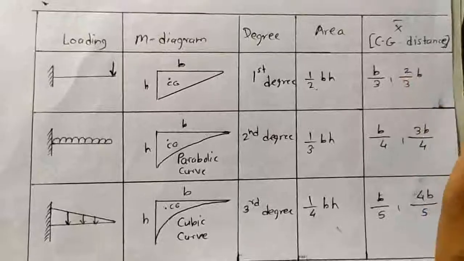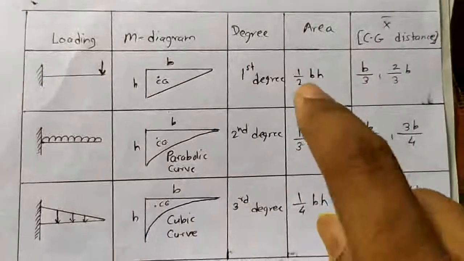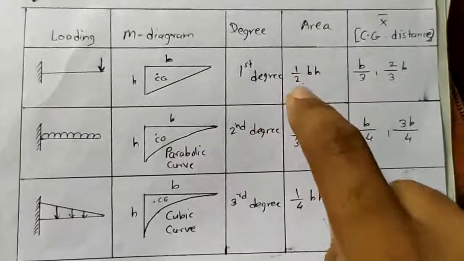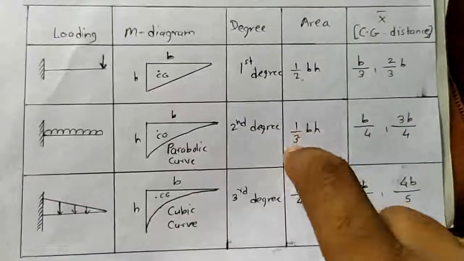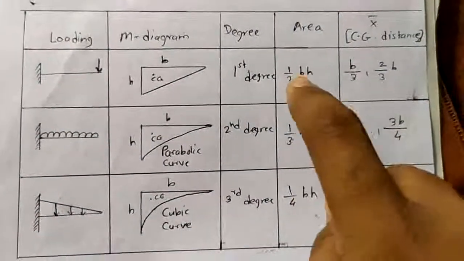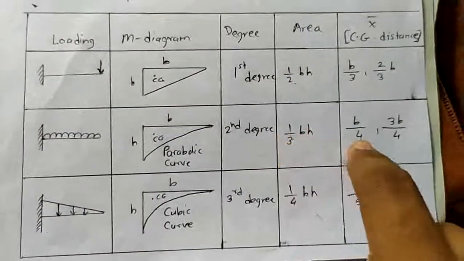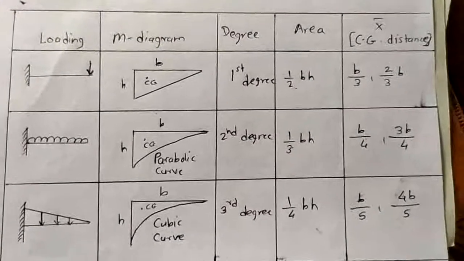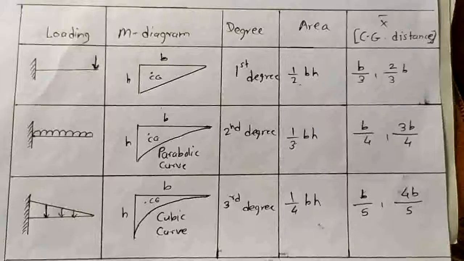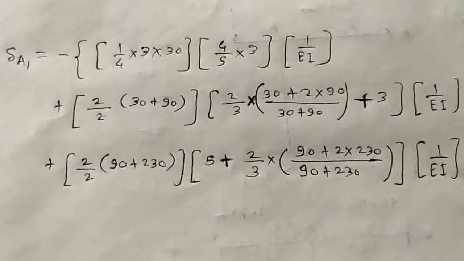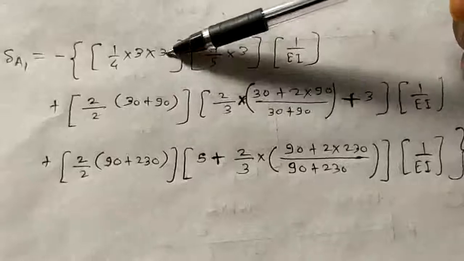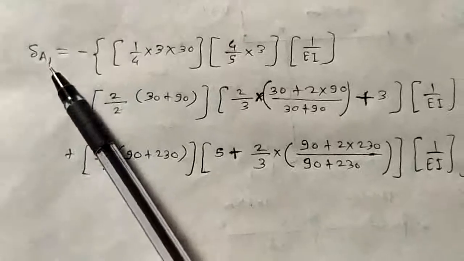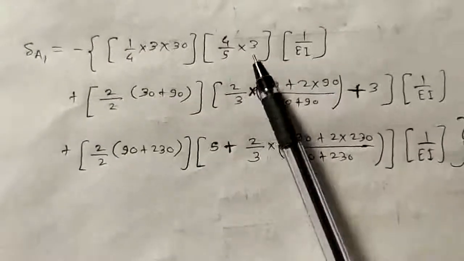You can keep in mind this formula likewise: here there is 1/2, then next to the next degree, the next value will be there. After 2 there will be 3, after 3 there will be 4, after 4 there will be 5. Likewise you can remember all the formulas for area and centroid distance. Here I have written the formula: area, centroid distance, EI variation. For finding delta, you always have to write three brackets: area, centroid distance and EI variation.